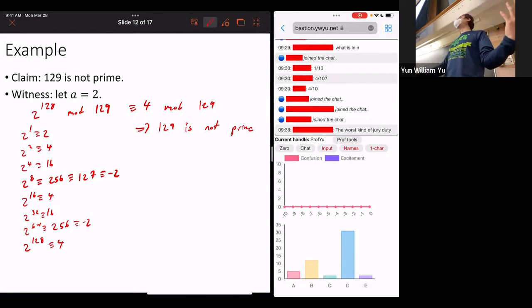Does that make sense to everyone? So it's sort of like saying, if I know a divisor, so if I guess a divisor, let's say I guess this is divisible by 3, that would immediately tell you that it's not prime, because then you can divide by 3. And this is another way of doing it. You can just use a number and take it up to the 128th power. And then if it's not congruent to 1, then you know that it's not prime.